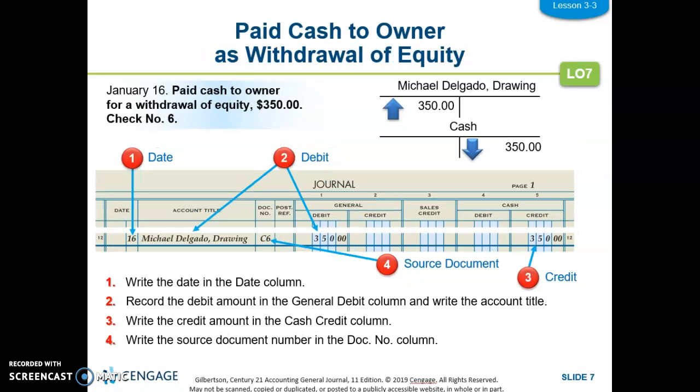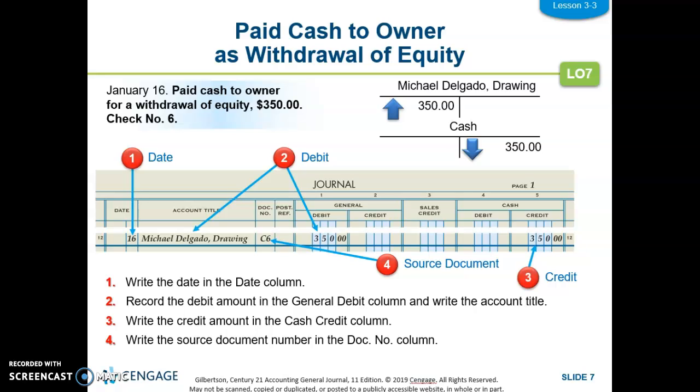When we pay cash to owner as a withdrawal of equity, we will use our drawing account. On January 16th, we paid cash to owner for a withdrawal of equity, $350, check number 6. Our Michael Delgado drawing account will increase with a debit and our cash will decrease with a credit.